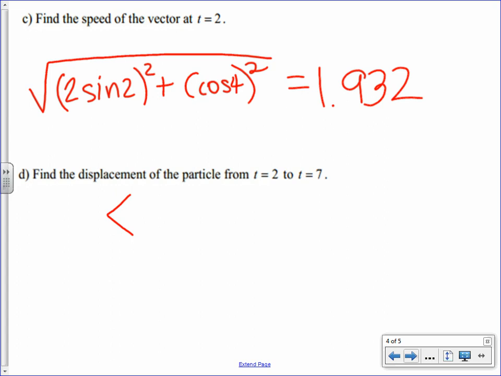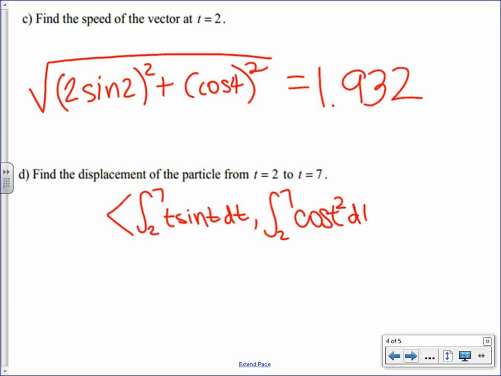So we need to take the integral from 2 to 7 of t sine t dt. The integral from 2 to 7 of cosine t squared dt. Should we calculate? Oh, wait. We're going to have to do 2 separate integrals, and then we find the magnitude. Why? Displacement, not distance. Displacement has a direction.